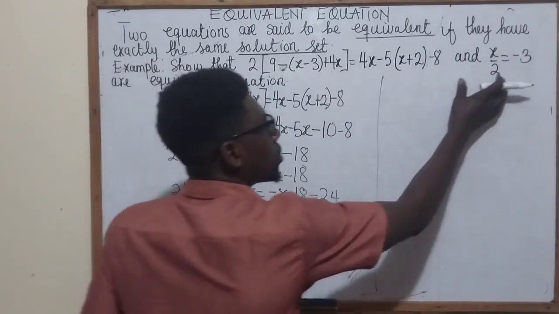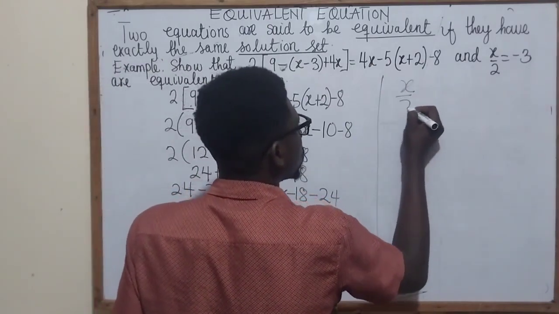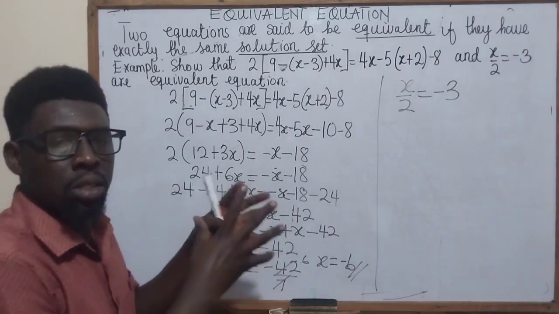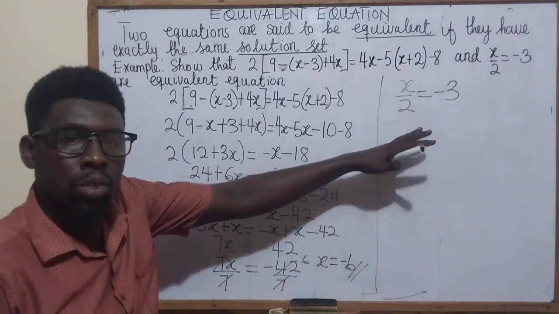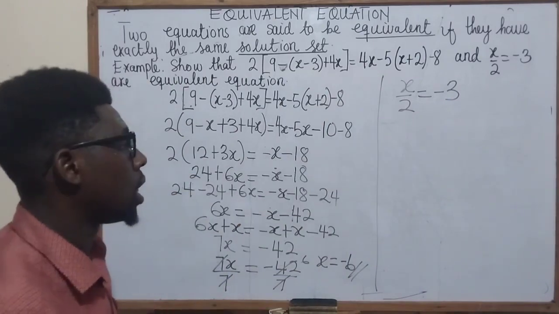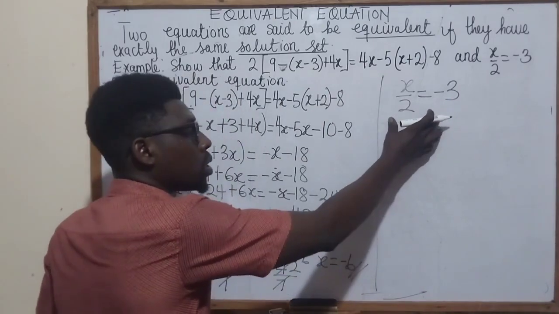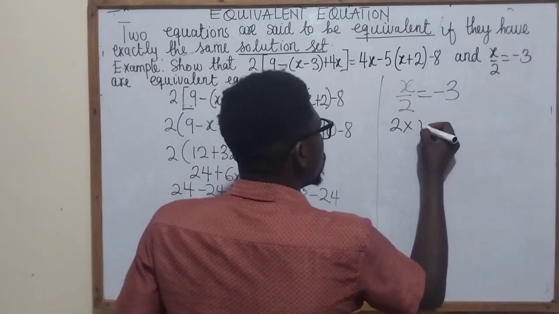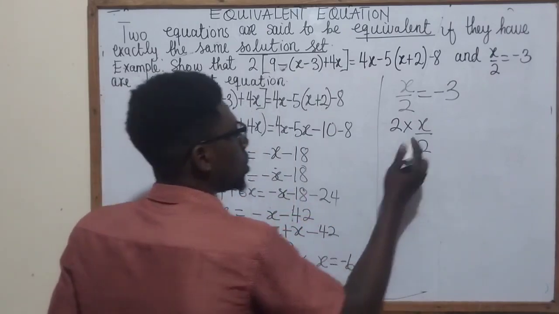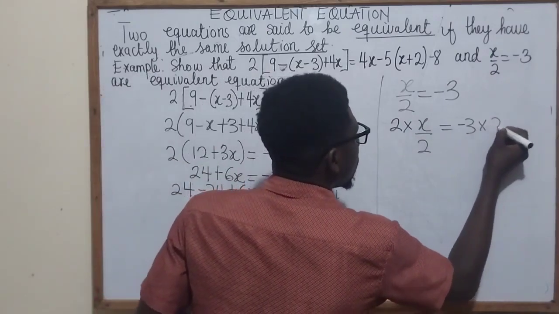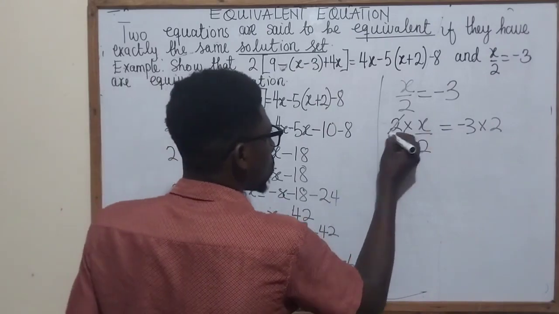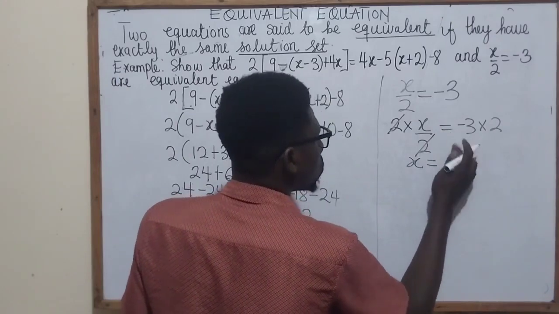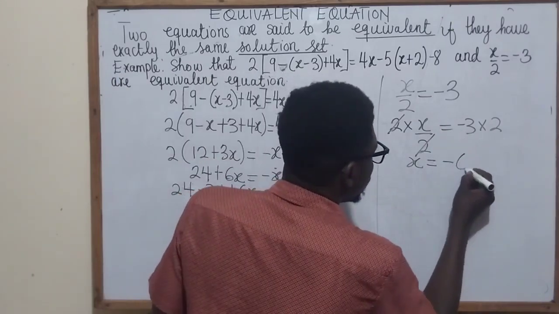So let's do that for the next equation, which is x over 2 equals negative 3. I have to also find the solution set for the second one, since we want to find out whether they are equivalent equations. So what I do is I multiply both sides by 2. That's the multiplication property of equality. I do the same to the right side. So this is going to cross these 2 out so that x can stand alone. So x is equal to negative 3 times 2, which is negative 6.